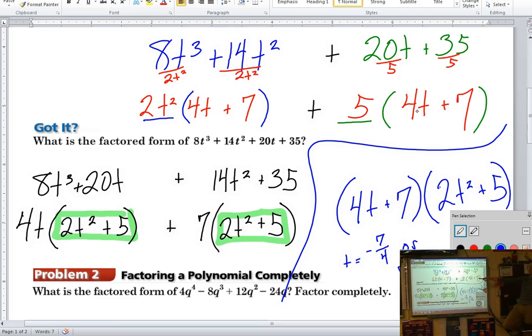Are you gonna? Should it be the negative square root of 5 halves? Yeah, because you can't square root the negative.